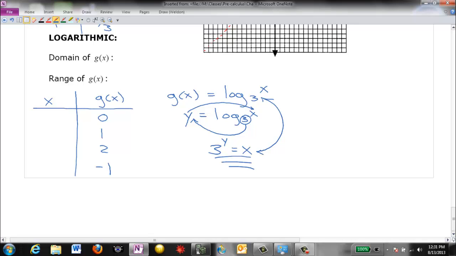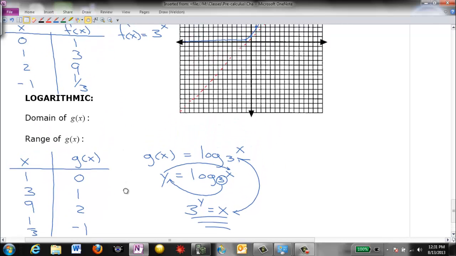If I put a 0 in for y, I get 1. If I put a 1 in for y, I get 3. If I put a 2 in for y, I get 9. And if I put a negative 1 in for y, I get 1/3. Okay, so now I have 4 ordered pairs for g of x.